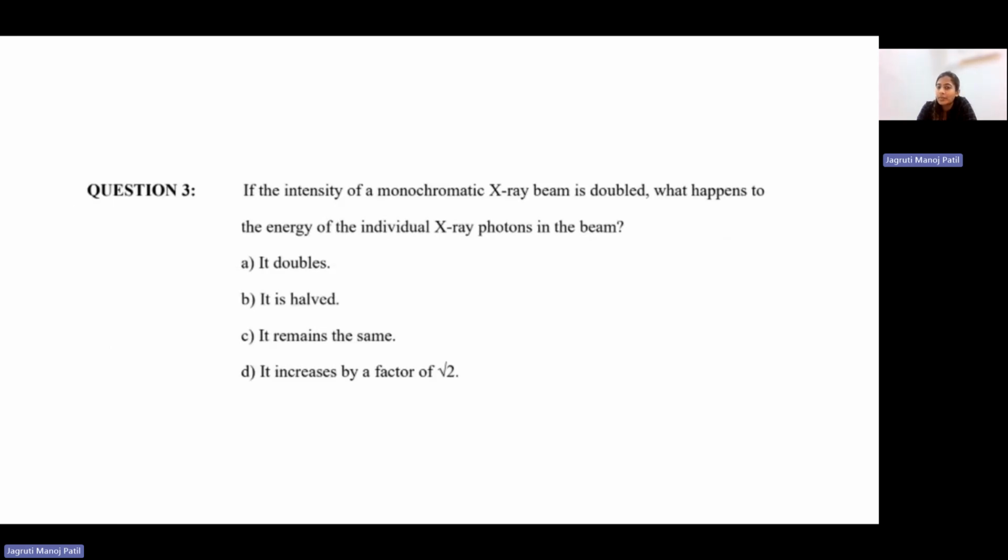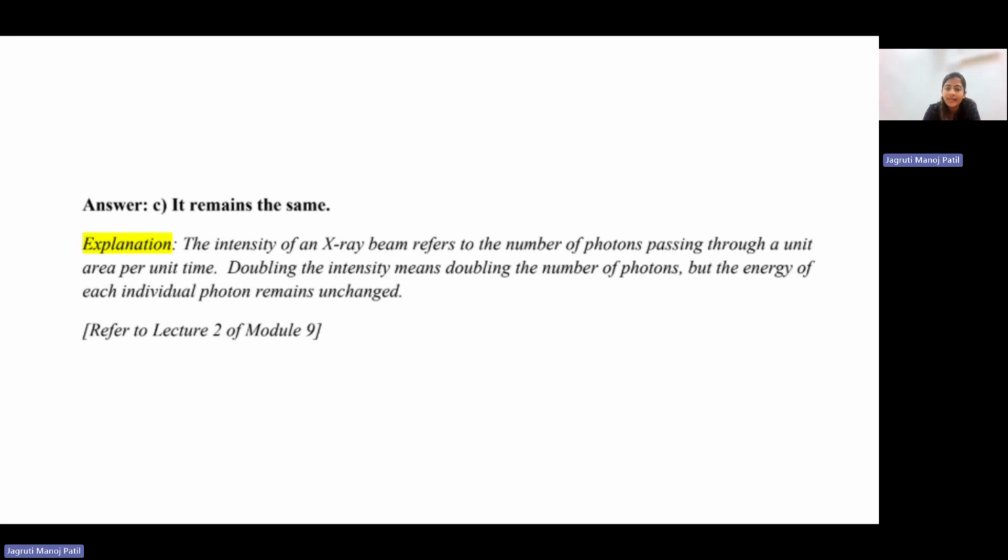If the intensity of a monochromatic X-ray beam is doubled, what happens to the energy? We saw that the number of photons was proportional to the current, how much current is being used, but that doesn't necessarily mean that the energy also doubles. So what happens for this one? The answer is that it remains the same. Why? Because it will only double the number of photons. Doubling the intensity means that the number of photons will increase, but the energy of each and every photon will remain the same. So it remains unchanged.